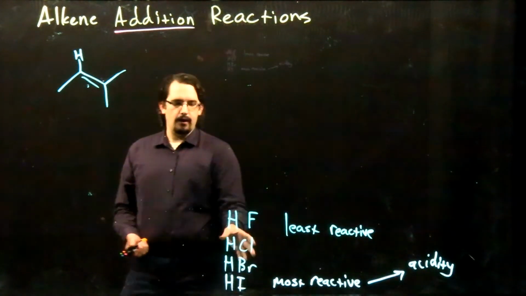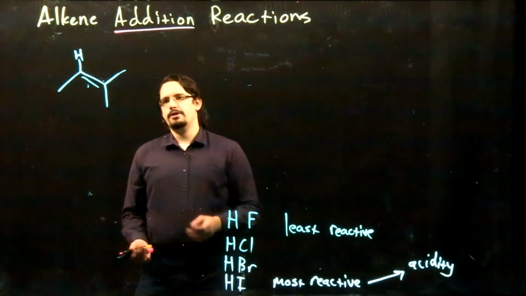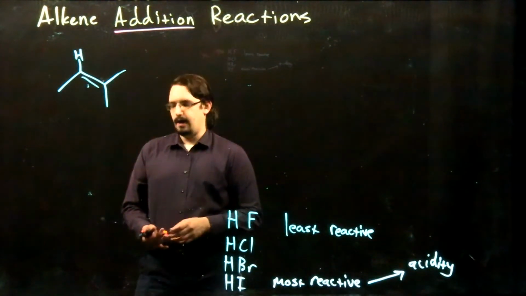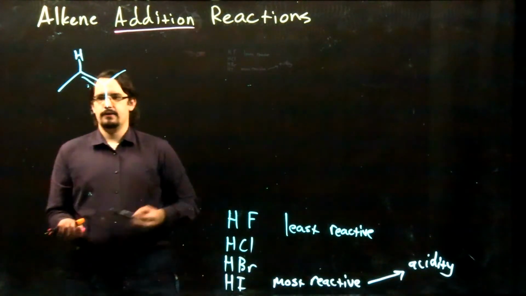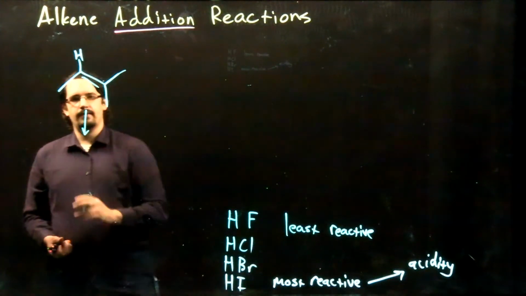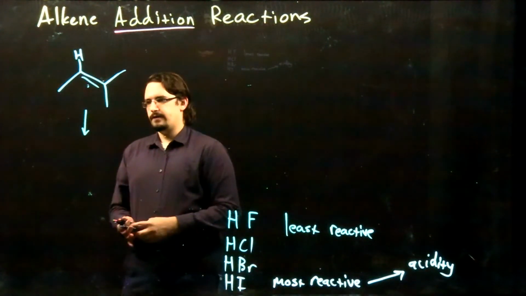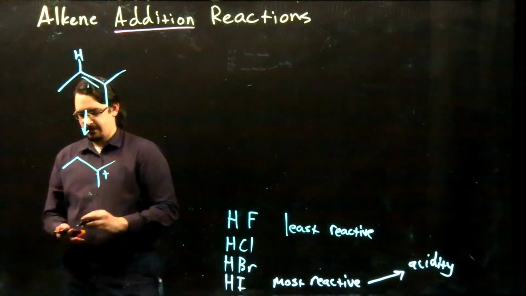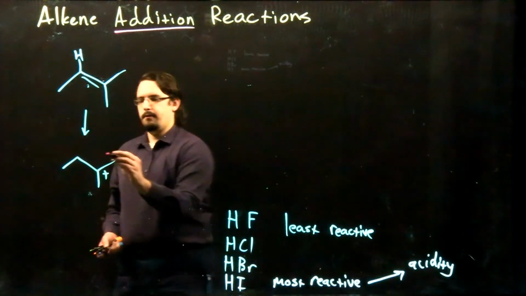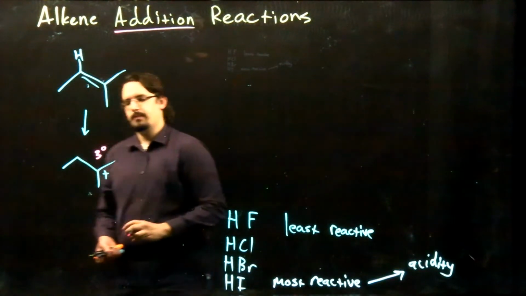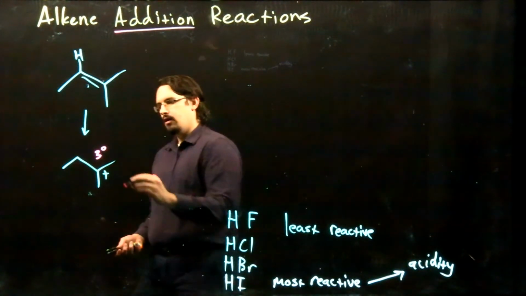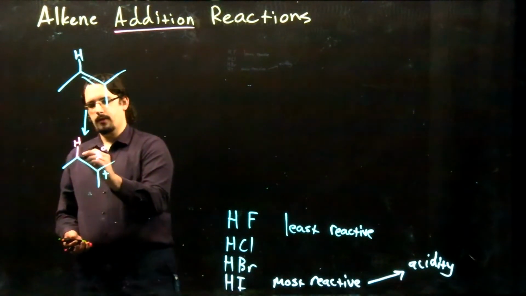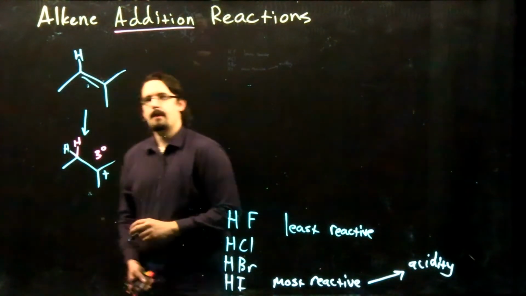Besides the structure of our hydrogen halide, our addition reaction will also be strongly affected by the structure of our alkene itself. Right? As we looked at our previous alkene here, we saw that when it reacted, it would form this tertiary carbocation that was relatively stable, right? And so we preferred to add our hydrogen over here so that we would have that more stable carbocation.